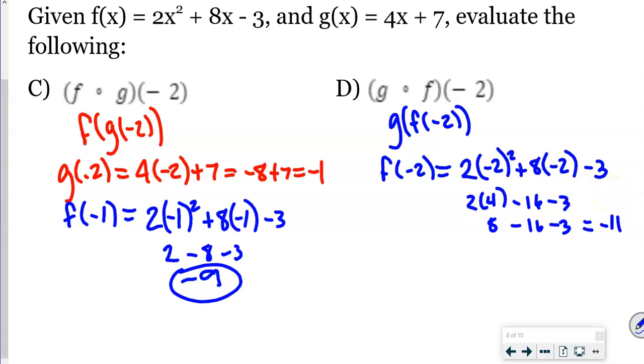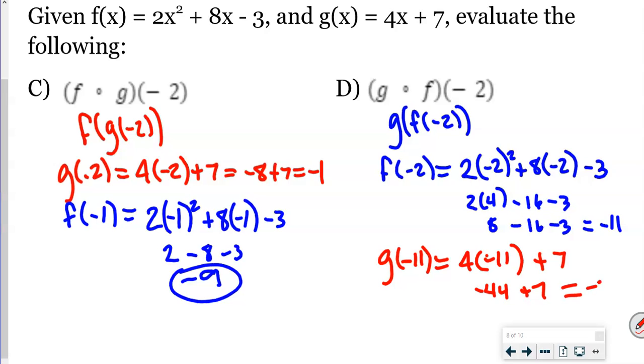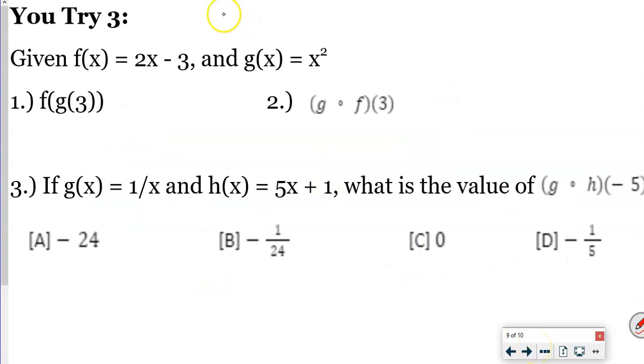Now, what are we going to do with that negative 11? You got it. We're going to put it in our g function. So g of negative 11 equals 4 times negative 11 plus 7. That's negative 44 plus 7, and that's going to give us negative 37. Okay? Now I'd like you guys to try these and come back to me when you're done.